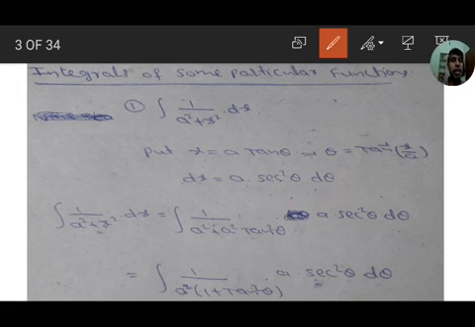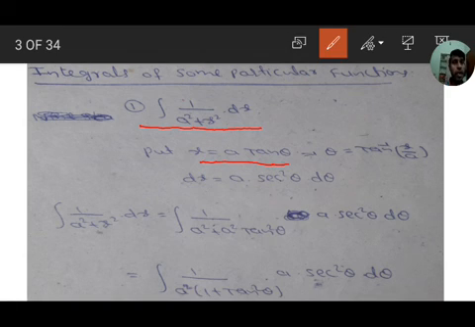So the first one, integration of 1 by a square plus x square dx. What is this? Integration of 1 by a square plus x square dx. It is also a particular function, integrated by the substitution method only. Substitute x equal to a tan theta. I am substituting x equal to a tan theta. What is the integral? We will see now.